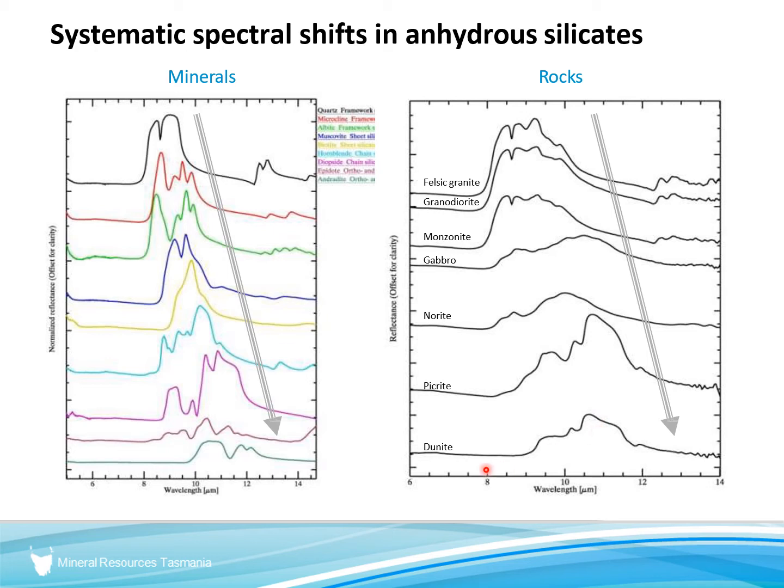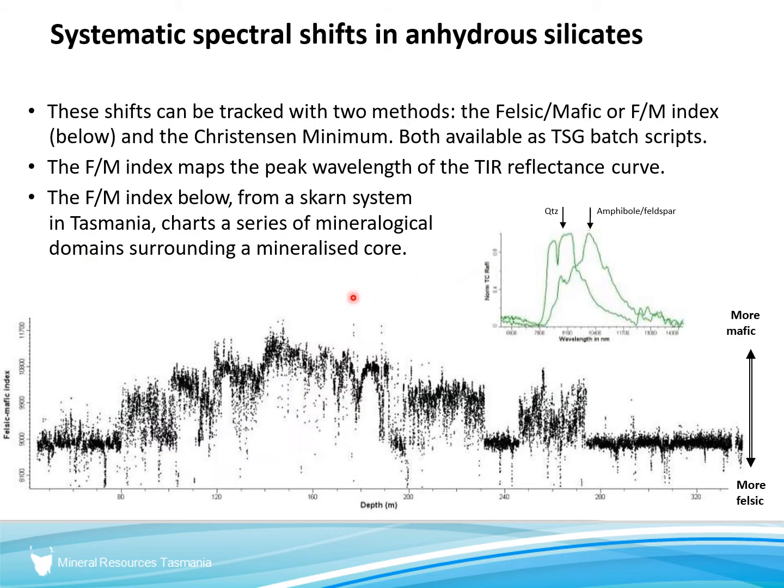We can model this by either plotting the location of this point here, which migrates off to longer wavelengths as you go to more mafic rocks, or just the peak, where this peak lies of the general reflectance in the thermal infrared. And if we do that, we can estimate how felsic or mafic the rock is.